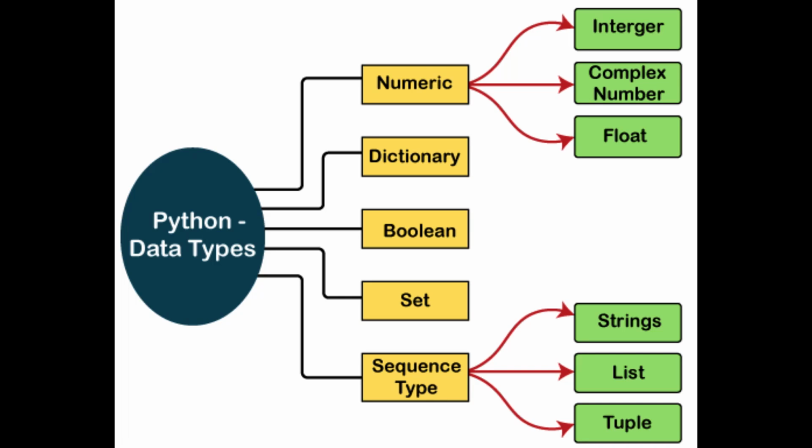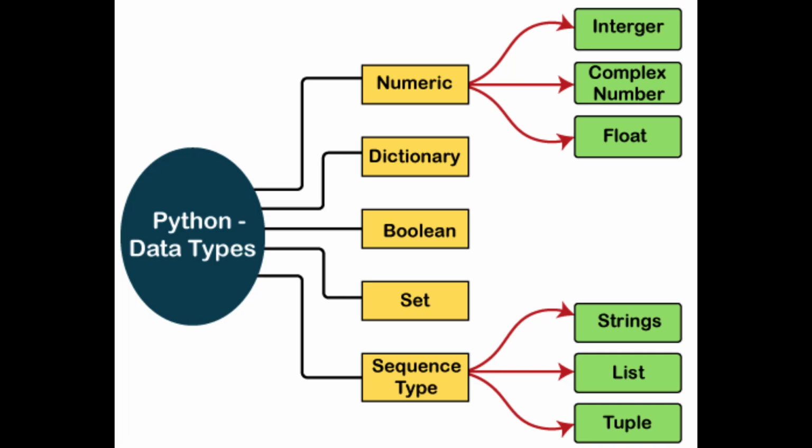Getting the data type. We can get the data type of any object by using the type function. Example: print the data type of the variable x. x equals 5. print(type(x)).